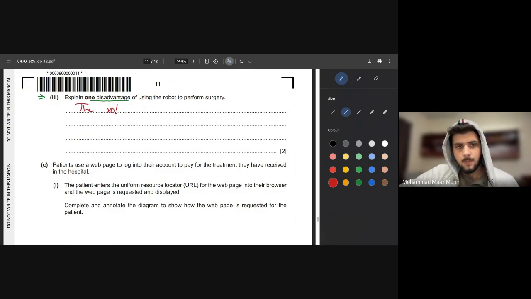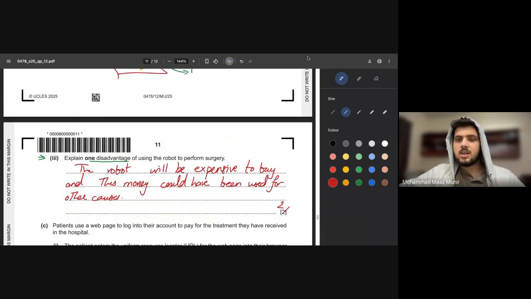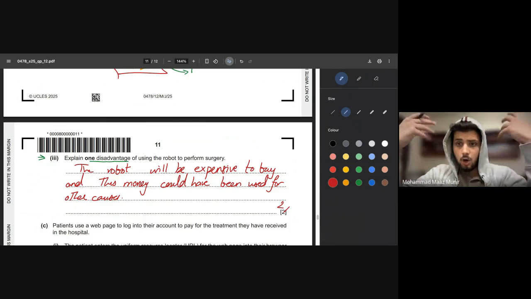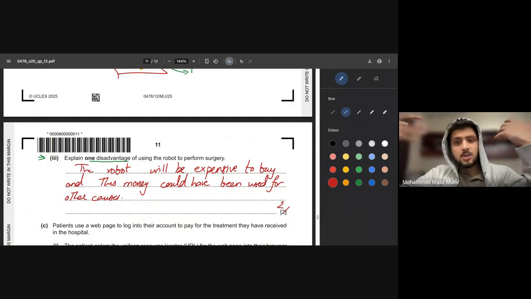The robot will be expensive to buy, and this money could have been used for other causes. And now the second point, where I'm basically saying that this could have been used for other causes, is again something which is related to the scenario because we have a hospital. A hospital can also have a lot of things where the money might be required more than maybe purchasing a specific robot. So, yeah, in a scenario like this, it's better to go and spend money there.